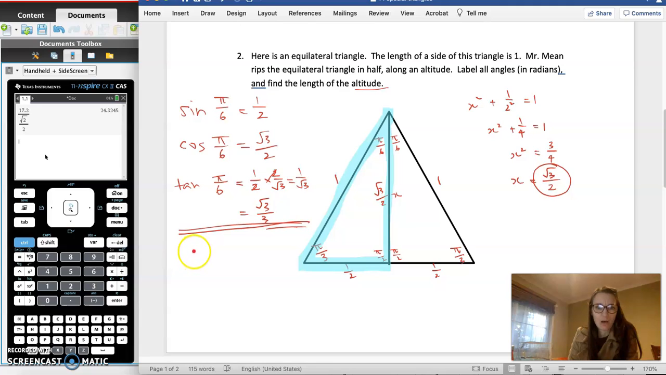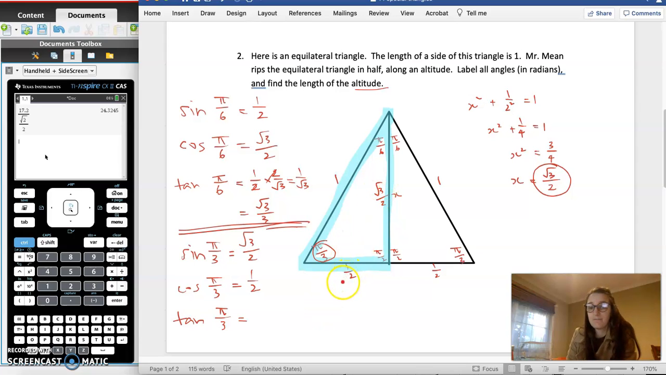So now let's consider the angle pi on 3. Sine pi on 3 is opposite over hypotenuse, root 3 on 2. Cos pi on 3 equals adjacent over hypotenuse, so 1/2. And tan pi on 3 is opposite over adjacent, so root 3 on 2 divided by 1/2. Dividing by 1/2 is the same as timesing by 2, so root 3 on 2 times 2 is just root 3.